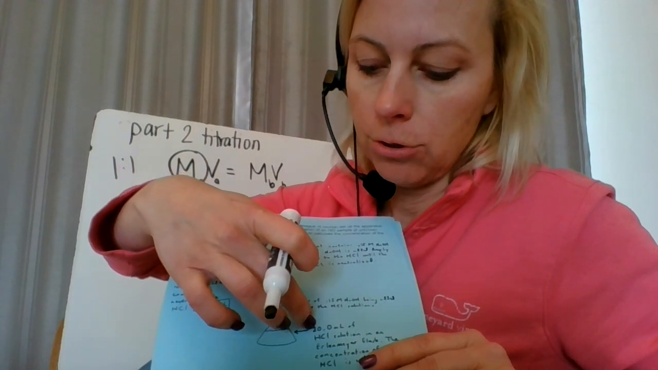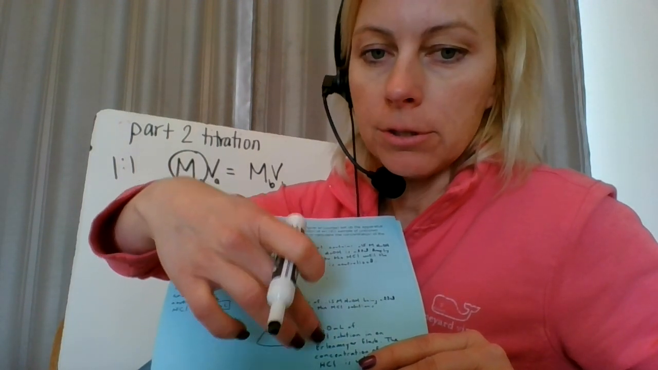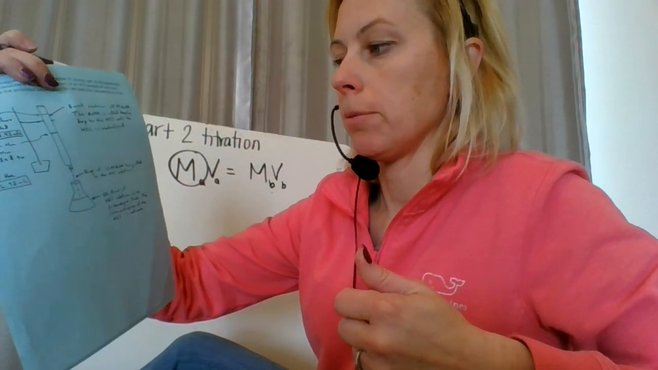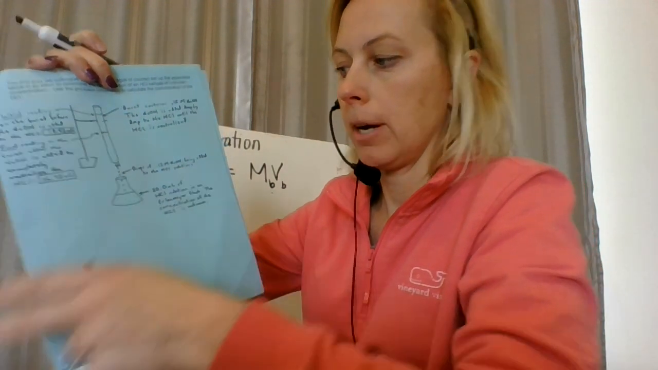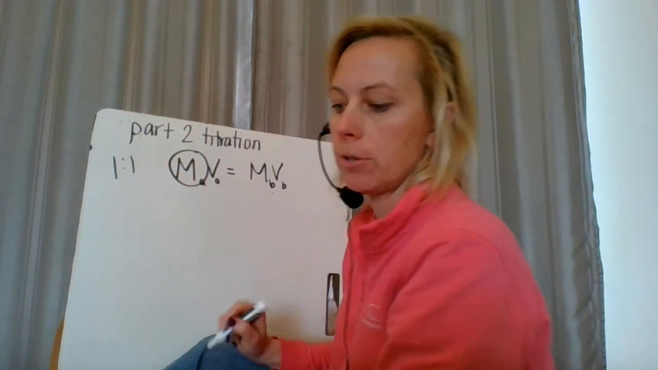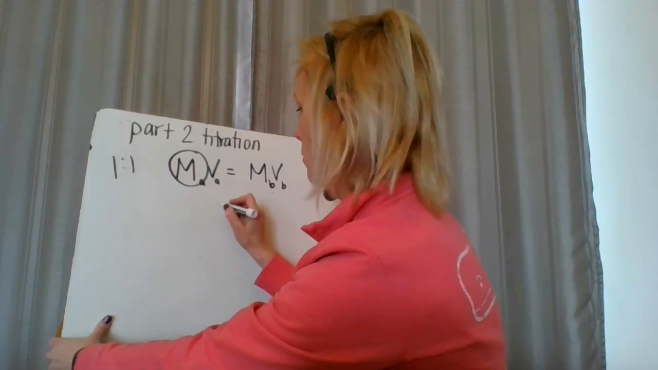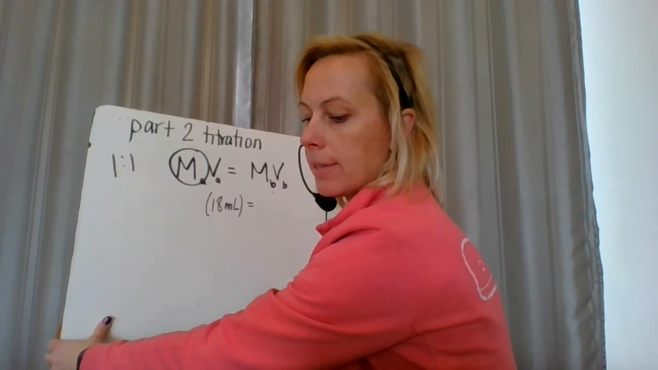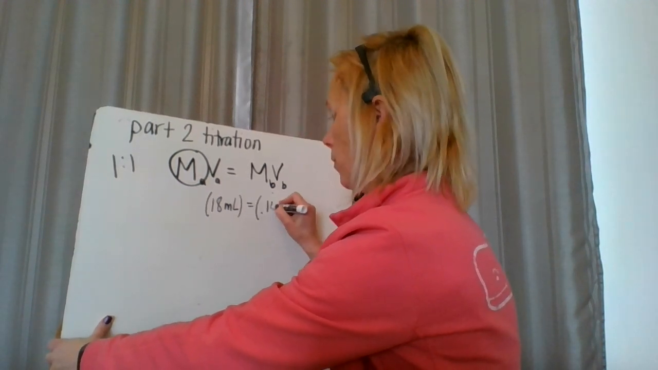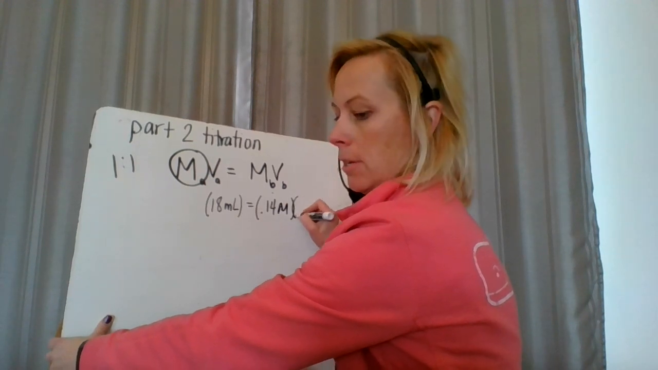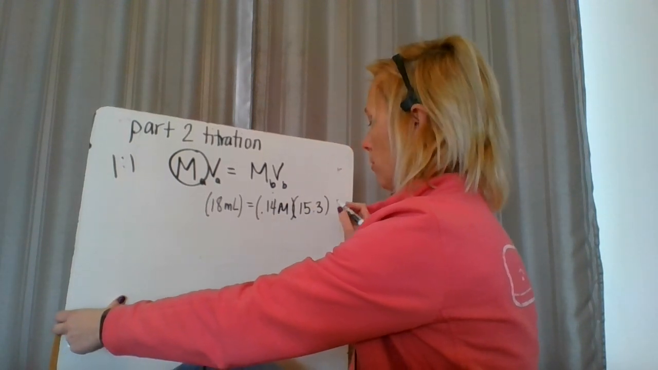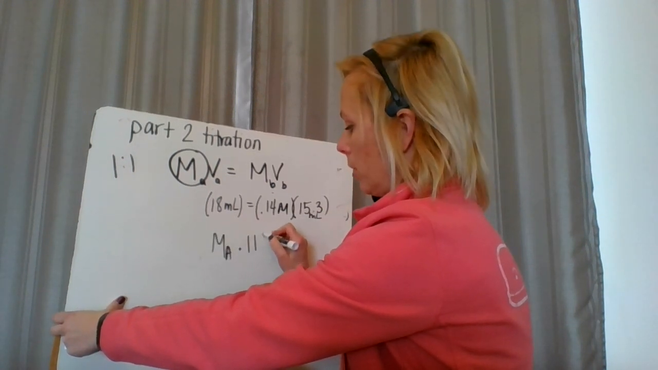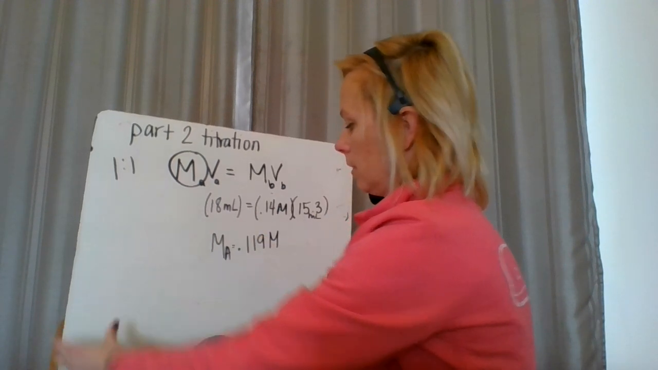You're given that you're starting at 20 milliliters of hydrochloric acid, and I do give you the concentration of the base that you're adding at 0.1 molarity. So in this, you are also trying to solve for your MA. So you can put in 18 milliliters as the volume of the acid. That's how much you're starting with. 0.14 M for molarity. 15.3 is the subtraction of milliliters. And you end up getting 0.119 molarity of your acid.